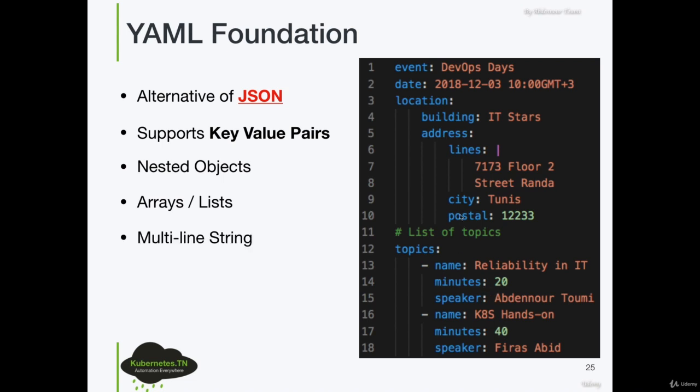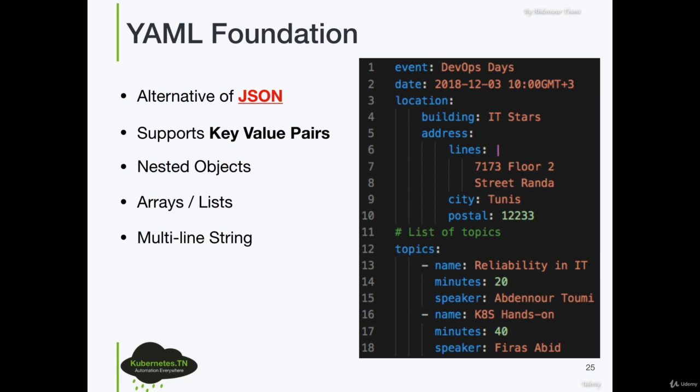Also, YAML supports multi-line strings. See lines 7 and 8, where we have lines as key and its value is a string, but it is a multiple line string. Last but not least, we can write comments inside a YAML file like line 11.